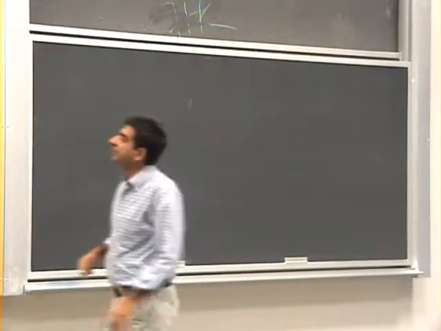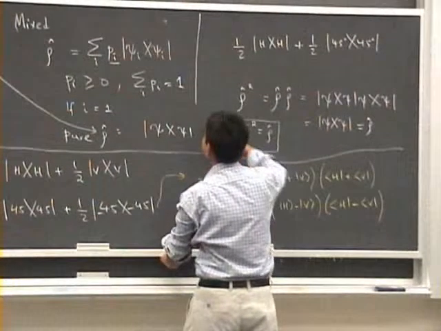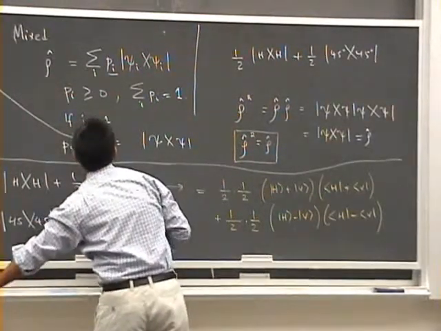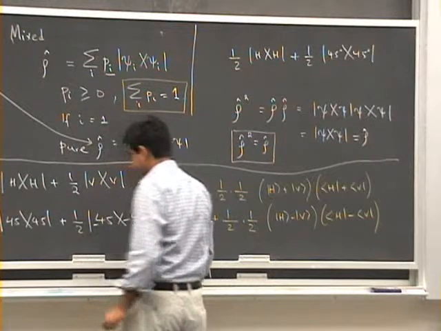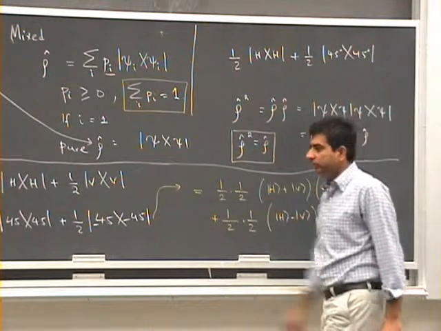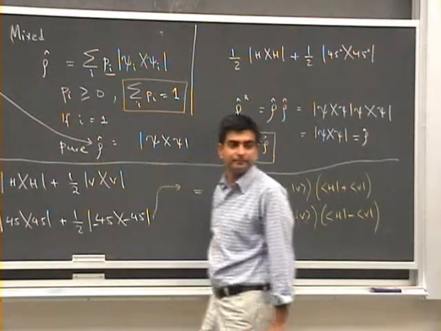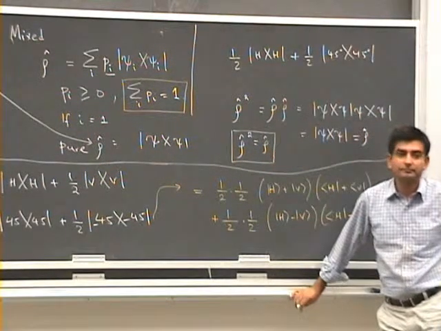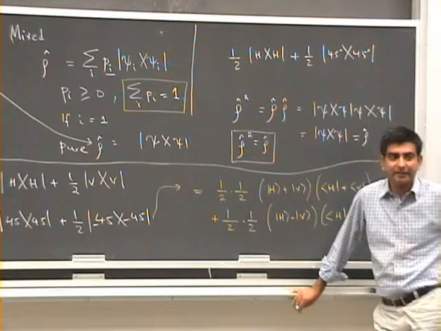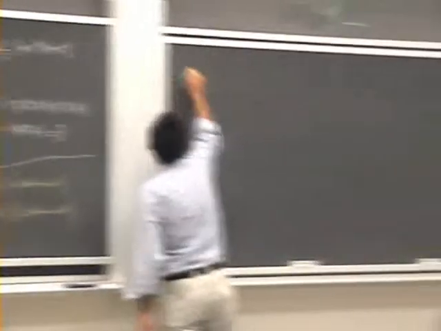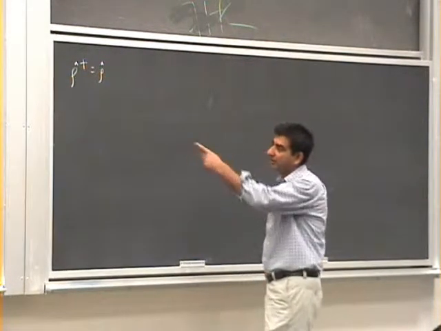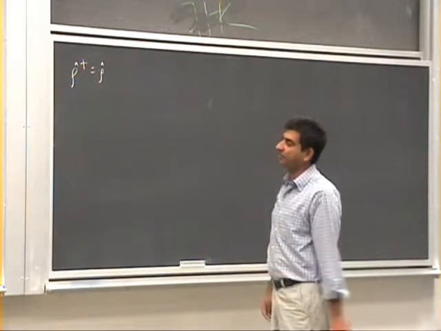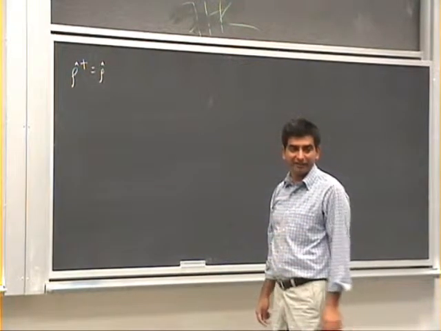Now let's look at this property. What does this property really mean? Is this rho a Hermitian operator? Yes, it's a Hermitian operator. Rho dagger is equal to rho. You can just look at the formula and find out it's a Hermitian operator. So its eigenvalues are real.